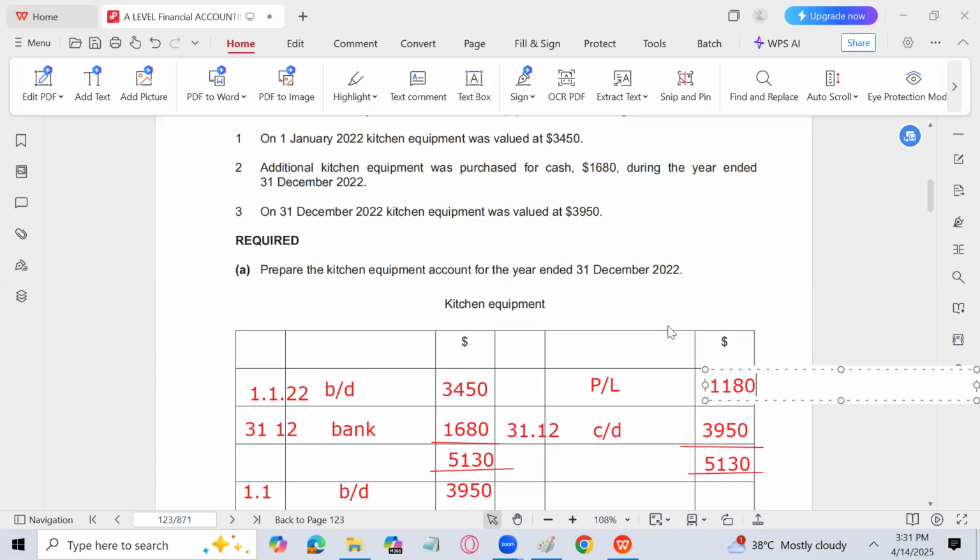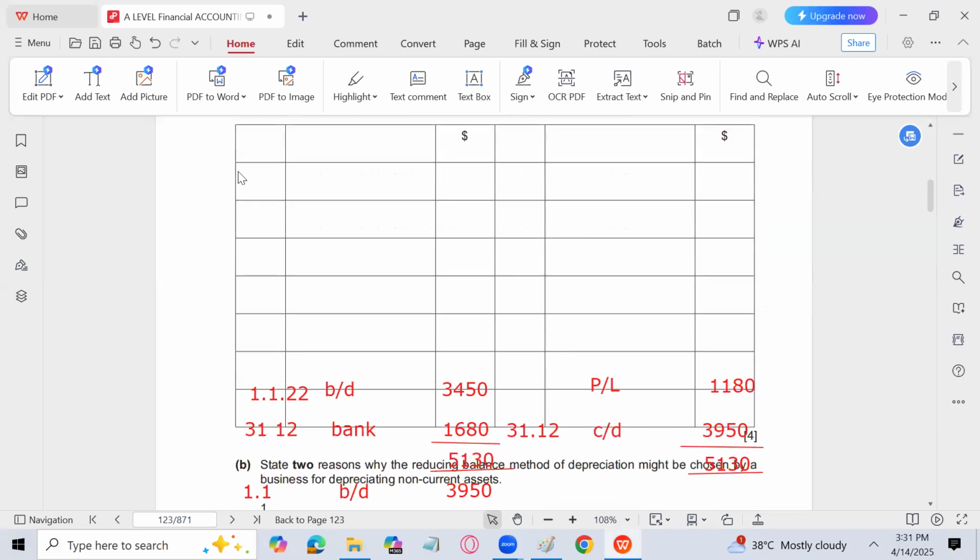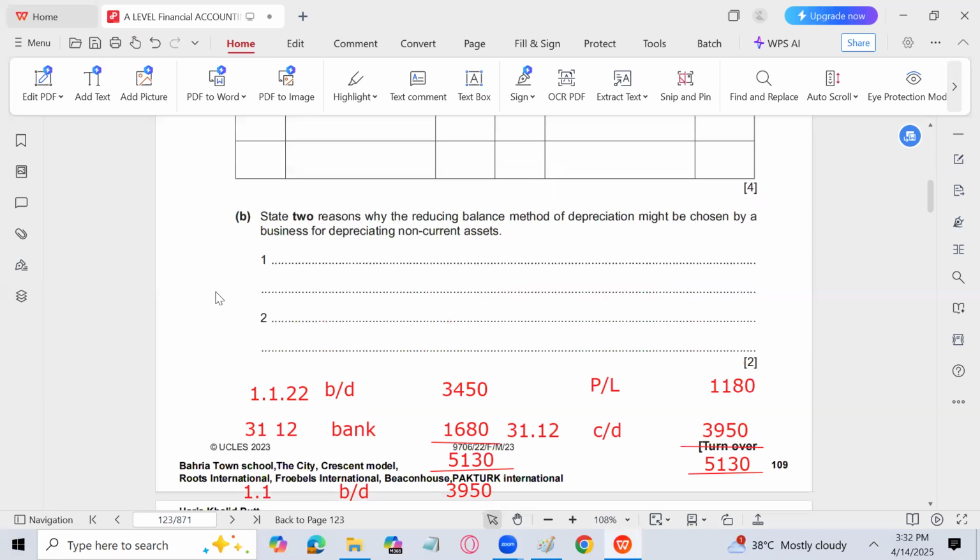Okay, so the next part of the question is: state 2 reasons why the reducing balance method of depreciation might be chosen by a business for depreciating non-current assets. Because the type of the asset might reduce its value more in early years and less in later years. Second, it might be technological assets, which reduce their value more in early years and less in later years.